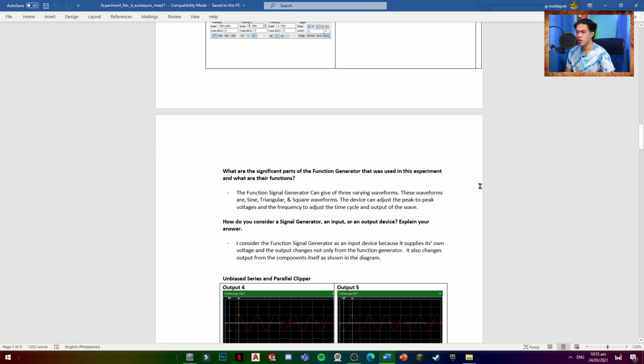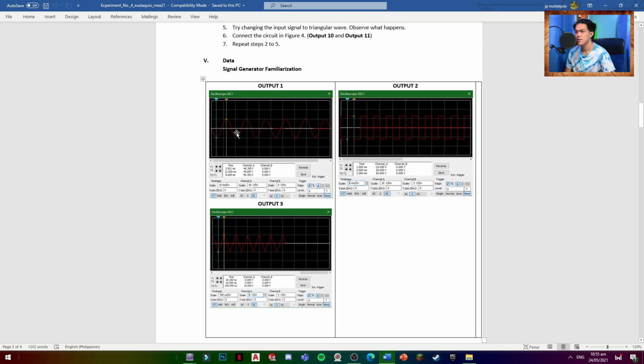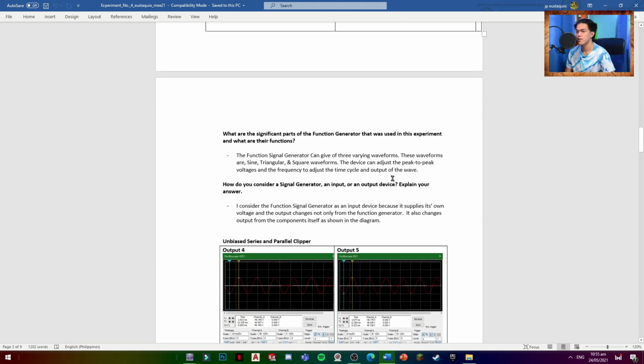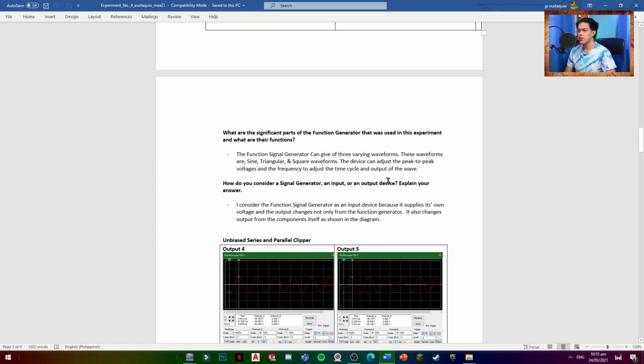First question for the activity, signal generator familiarization. What are the significant parts of the function generator that was used in this experiment, and what are their functions? The function signal generator can give off three varying waveforms. These waveforms are sine, triangular, and square waveforms. The device can adjust the peak-to-peak voltages and their frequency to adjust the time cycle and the output of the wave.